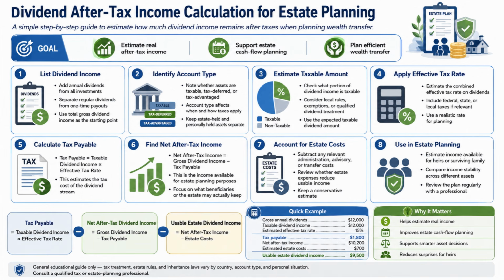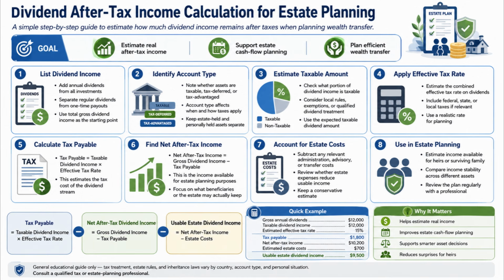To begin with, the first step is to list all dividend income. This means adding the annual dividends from all relevant investments. It is also helpful to separate regular recurring dividends from one-time payouts, because regular income is usually more useful for estate planning. By doing this, you create a clear starting point for the full after-tax income calculation.